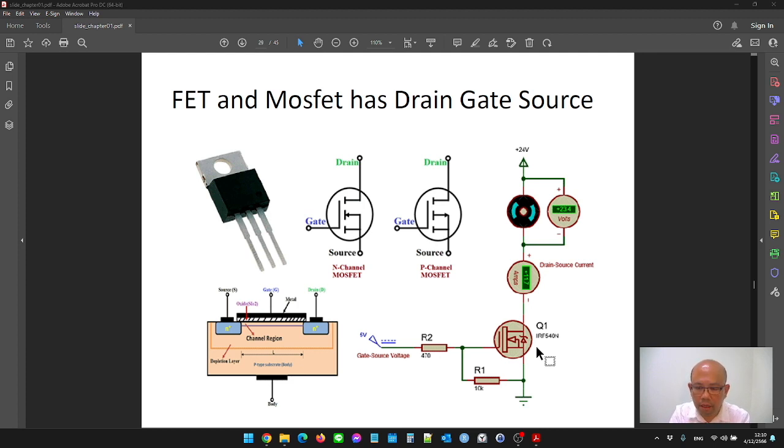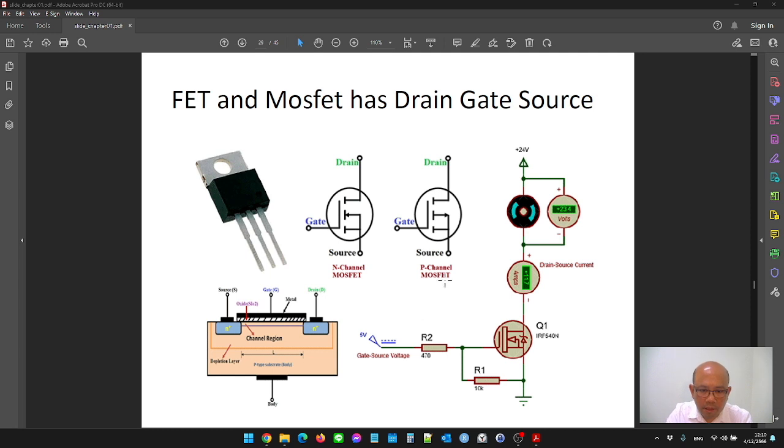If you need to know more detail about the FET and MOSFET, you can read or look up the detail on the internet. It is not difficult for you to learn.